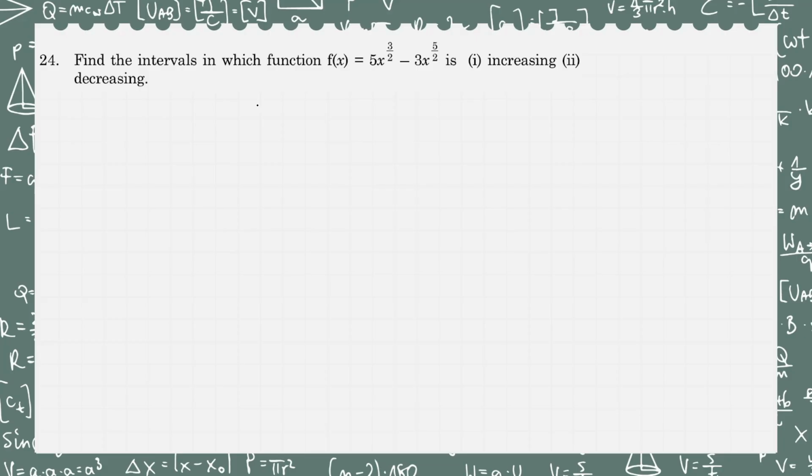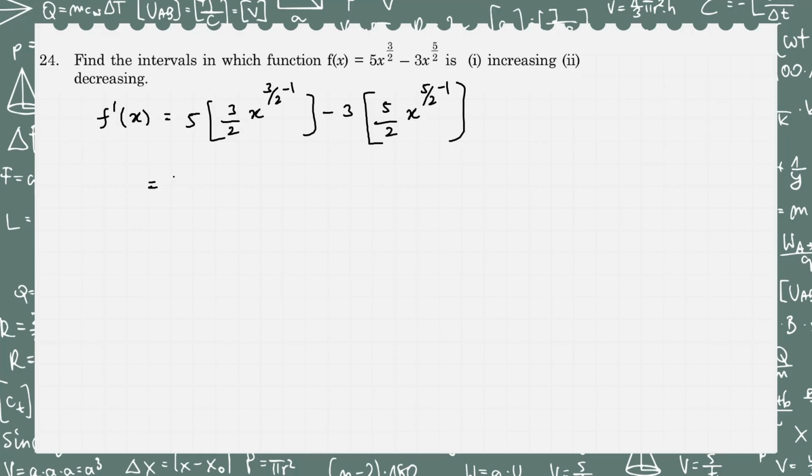First, we are going to find out the critical points of f of x, for which we need to find out f dash of x and then set it equal to 0. So let us find out f dash of x first. It will be 5 into the differentiation of x power 3 by 2, which is 3 by 2 x power 3 by 2 minus 1, minus 3 into the differentiation of x power 5 by 2, which is 5 by 2 x power 5 by 2 minus 1. This will be 5 into 3 by 2 x power 1 by 2 minus 3 into 5 by 2 into x power 5 minus 2 by 2, which is 3 by 2.